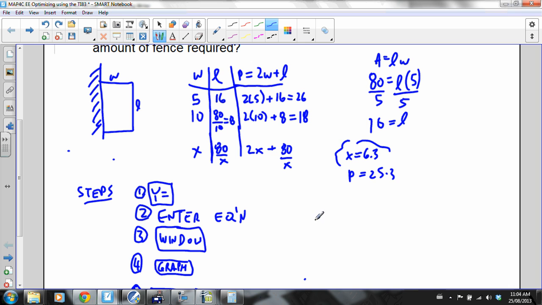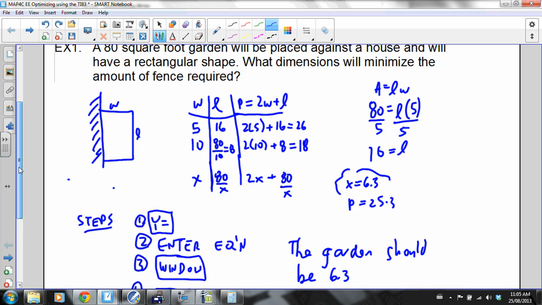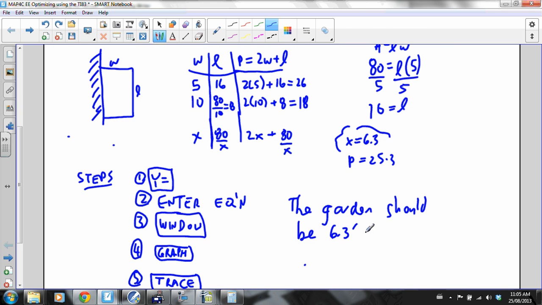I think spreadsheets are a little bit confusing. So the garden should be X was the width, 6.3. What is this, feet or centimeters or what? Feet wide. And notice we don't know about the length, but there's an expression we got there for the length. So I'm going to have to do a little bit more work here. And that's about 12.7.